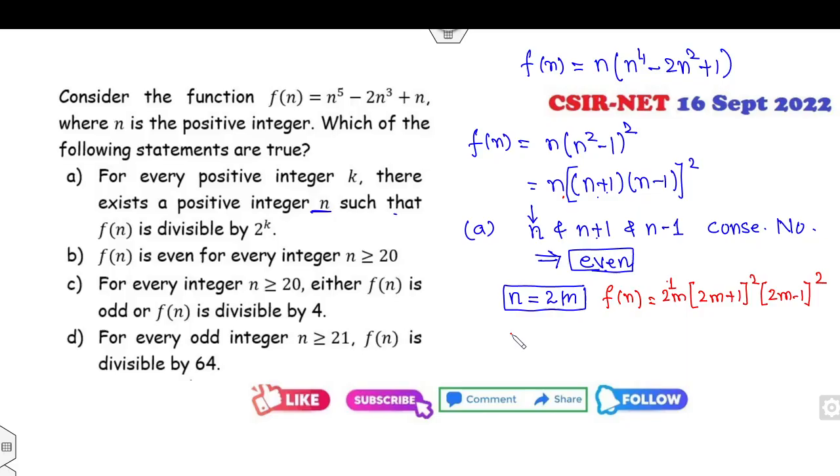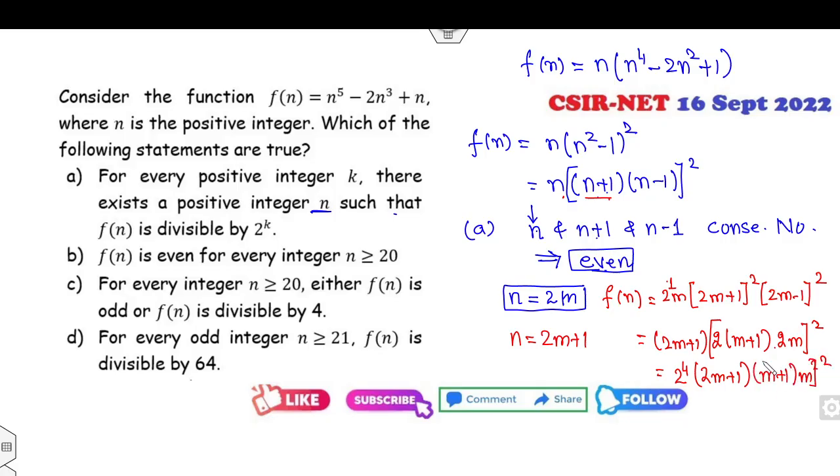Fine. If n is an odd number, 2m plus 1, then n minus 1 is an even number, so it will be 2 times m. Again, it is 2 times m whole squared. So you can see 2 into 2 is 4, 4 to the power 2 is 16. So 2 raised to power 4, times (2m plus 1)(m plus 1) m squared. So in both cases, we get 2 raised to power k as a factor.